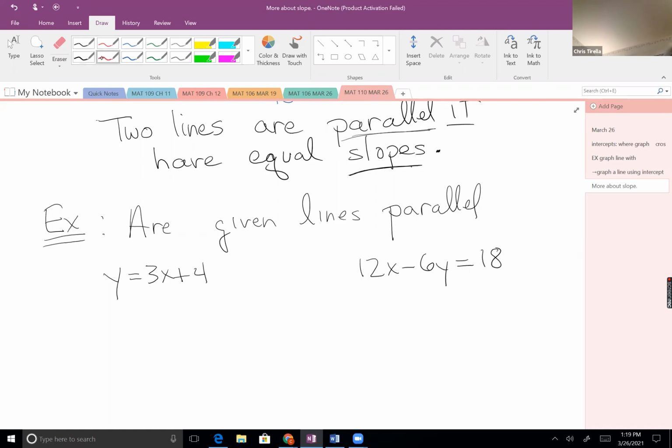And in order to answer this question, are the lines parallel? When I see that word parallel, I think slope. So I'm going to start by finding the slope of each. And so the first line, because it's already solved for y, I can think of it as being in that y equals mx plus b form. So I can say m, the x coefficient, is 3.